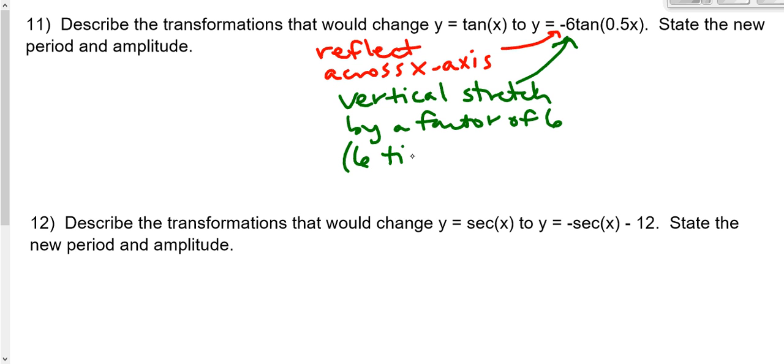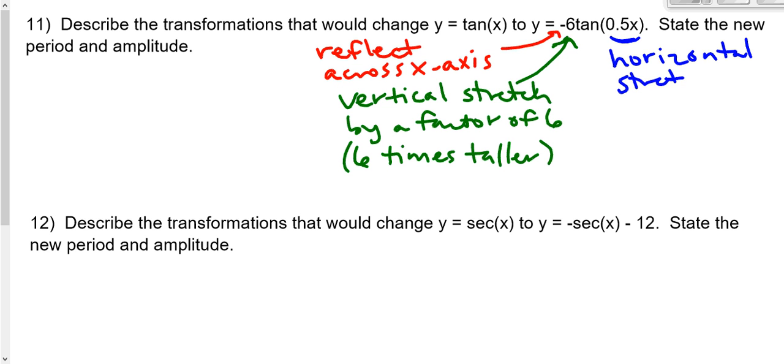Six times taller. What's the 0.5 going to do? Okay, think of that as 1/2. So this tangent graph is half the fun. What does that mean? That means it's going to be wider. So that would be a horizontal stretch. So you can say by a factor of 2, that means it's 2 times as wide.